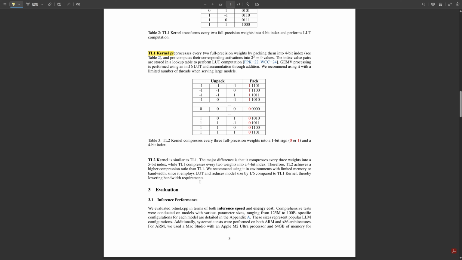Now, how does this actually translate to real performance? The paper must have some compelling results. Oh, definitely. They did a thorough evaluation of BitNet.cpp, focused on 2 key things: inference speed, tokens per second, and energy efficiency, joules per token. Right, speed and power. And they tested BitNet b1.58 models across a really wide range of sizes, from 125 million parameters up to a massive 100 billion. 100 billion parameters, that's huge.